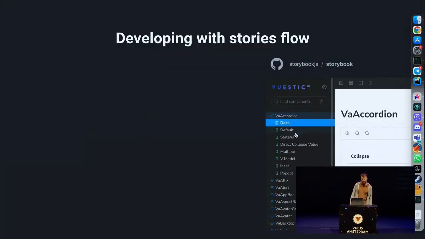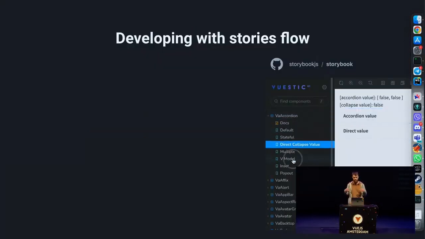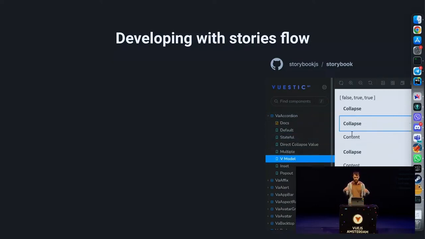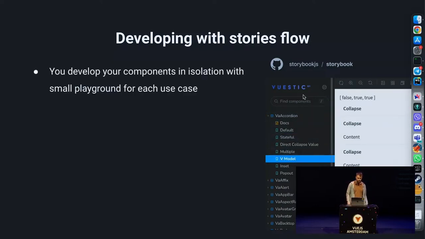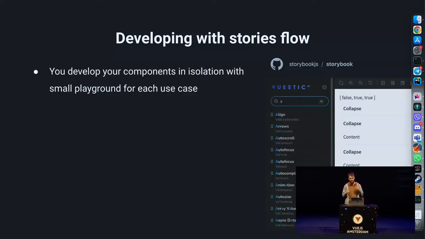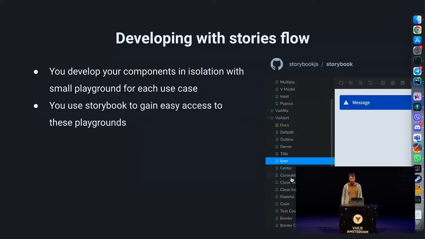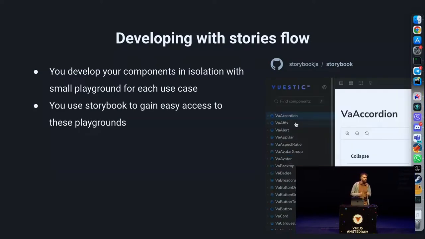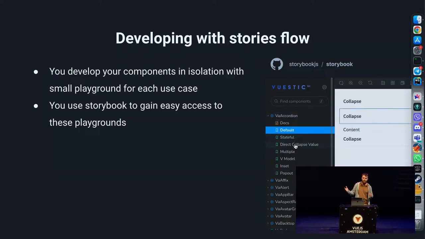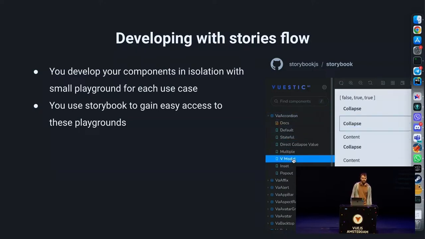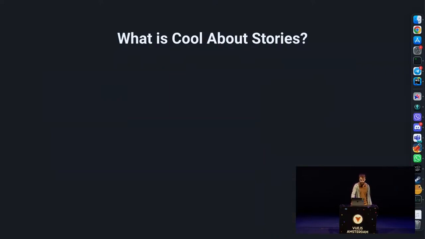So I use this flow with stories in application, and when you do it, basically the two main concepts is that you will develop your components in isolation with a small playground for each use case, and you will use Storybook to gain access to these playgrounds. And this is important because you will have hundreds, maybe thousands of stories, and navigating via routing or stuff like that is not really doable.